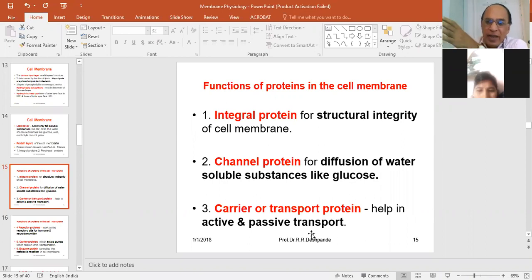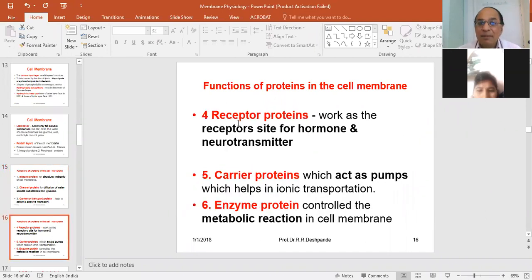Carriers means to carry the element. There are two types of transport: active transport and passive transport. Proteins are helping in this transport mechanism. Then there are receptor proteins. They will just welcome particular hormones or neurotransmitters. So they are receiving the outer elements: okay, you can come with me, I will carry it to the inside. So these are the receptor proteins.